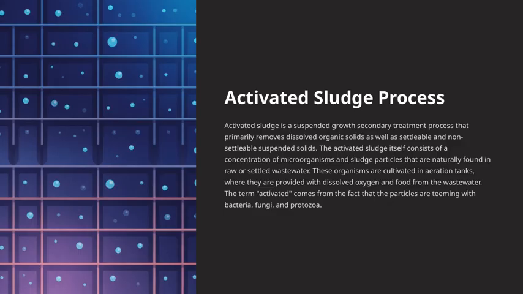I'm excited to introduce our topic, the activated sludge process. On this first slide, you'll see the title and a brief overview. Over the course of this presentation, we'll explore how activated sludge works as a secondary treatment method, focusing on its role in removing organic solids and suspended particles. We'll also look into the biology behind the process and how microorganisms are cultivated in aeration tanks. So, let's dive into understanding this essential process in wastewater treatment.